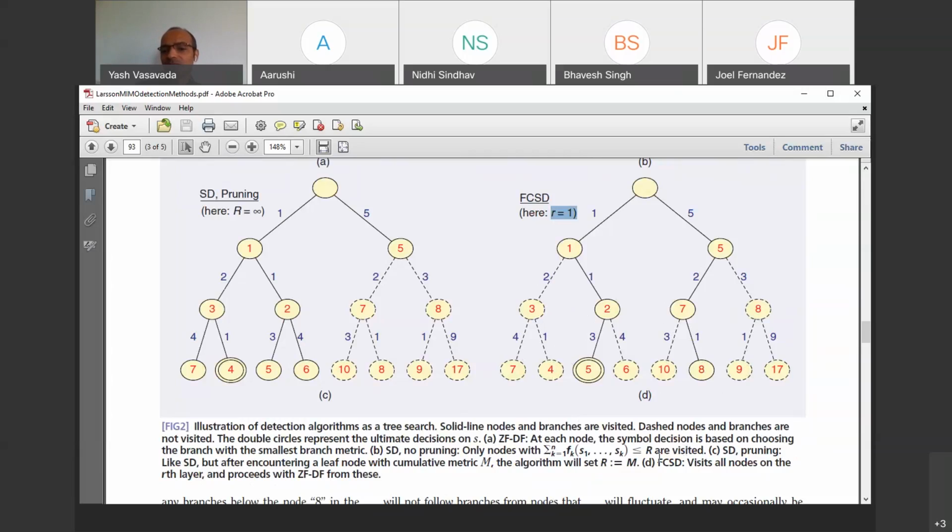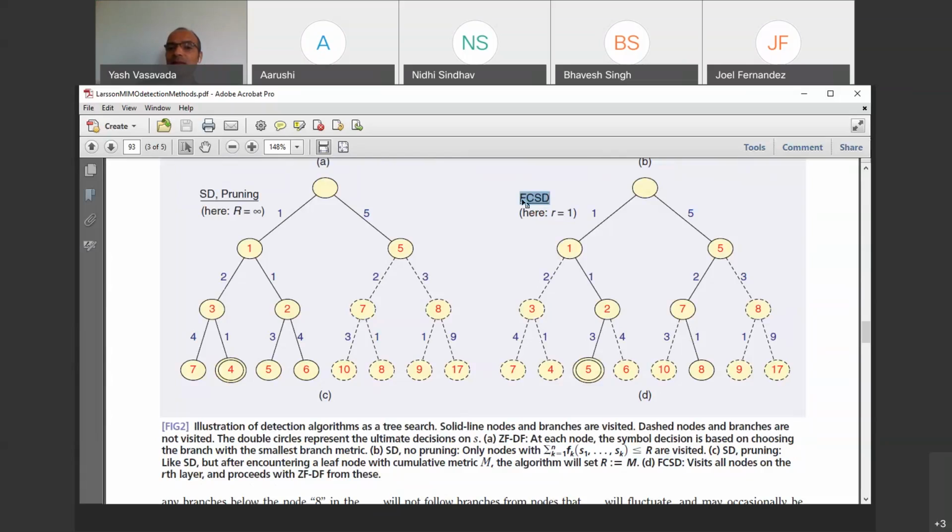So finite complexity sphere decoding is actually a lot like the decision feedback interference cancellation, except that decision feedback is performed on multiple subtrees. How many subtrees? It depends on the R. If R is 1, then you will perform decision feedback only on 2 subtrees. If R is equal to 2, you perform decision feedback on 4 subtrees, and so on. So that is the idea behind the fixed complexity sphere decoding.